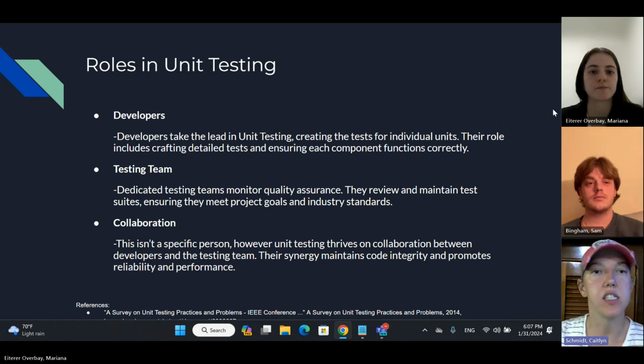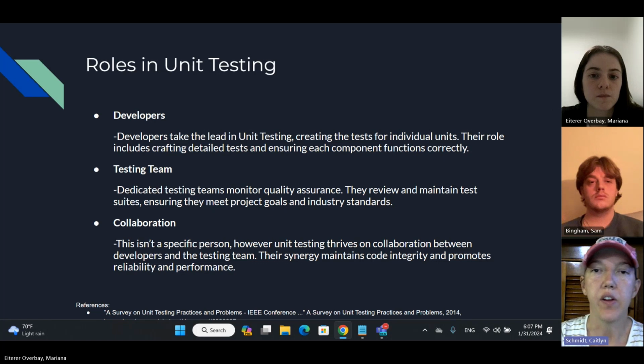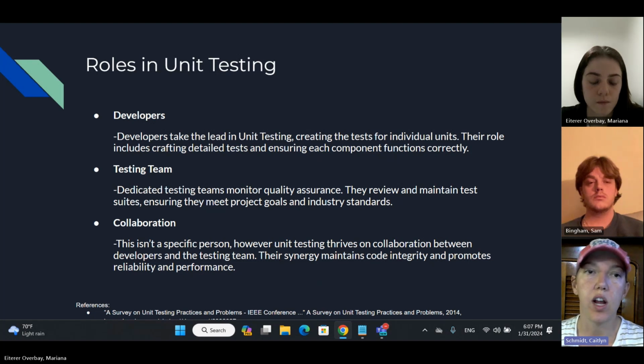The roles in unit testing: there are developers. They generally take the lead in unit testing. They create the tests for each unit, and their role includes crafting detailed tests and ensuring that each component functions correctly. There's the testing team. These are dedicated teams that monitor quality assurance. They review and maintain the test suites, and they ensure that the tests meet project goals and industry standards.